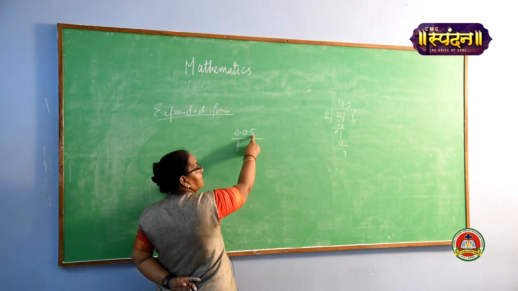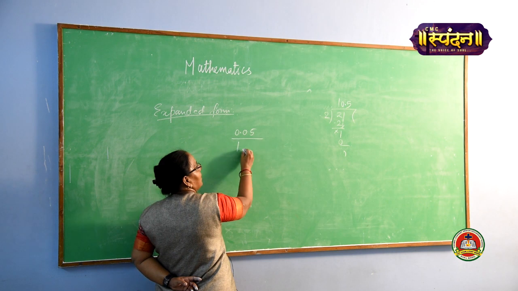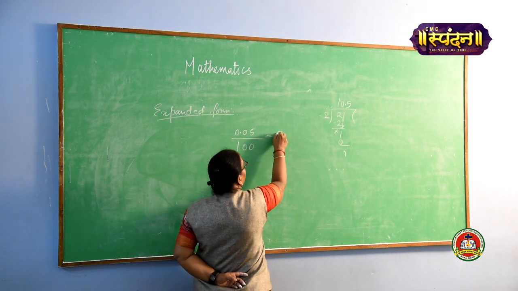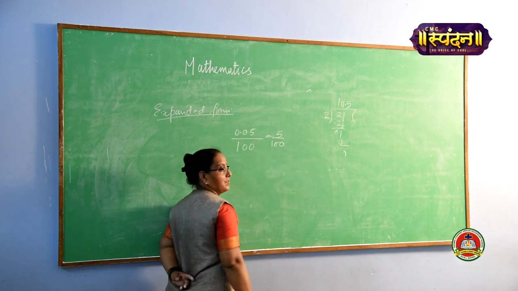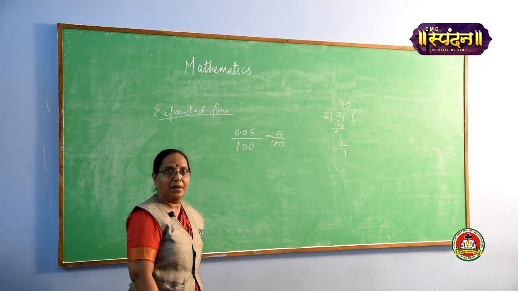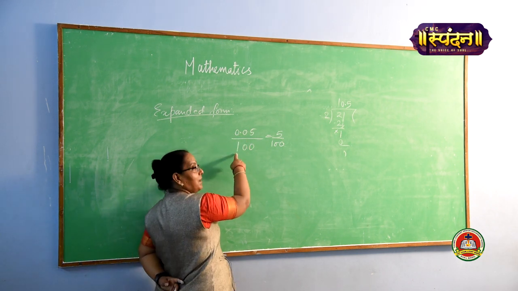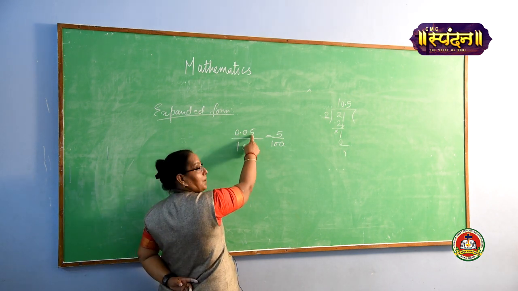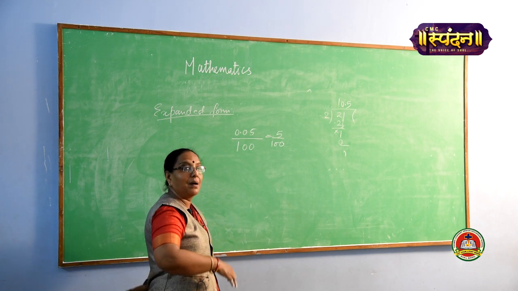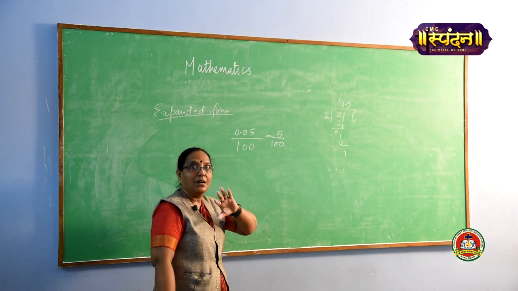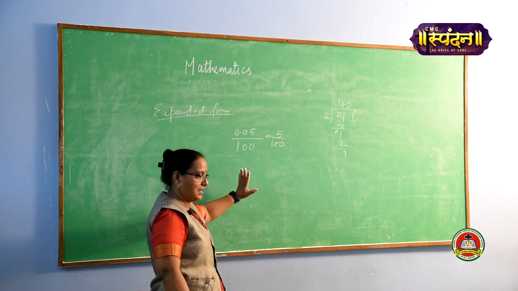And what is the number of zeros here? The digits there are 2. So we need to write 100. So the answer is 5 upon 100. This is the fraction form. But this is not the simplest form. Always remember, for the decimal we write 1, count the number of digits after the decimal, and that many zeros we use at the opposite side. Okay? Always convert or remove the decimal in the same manner.